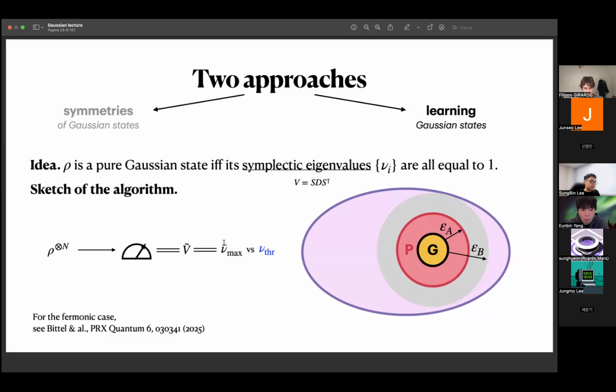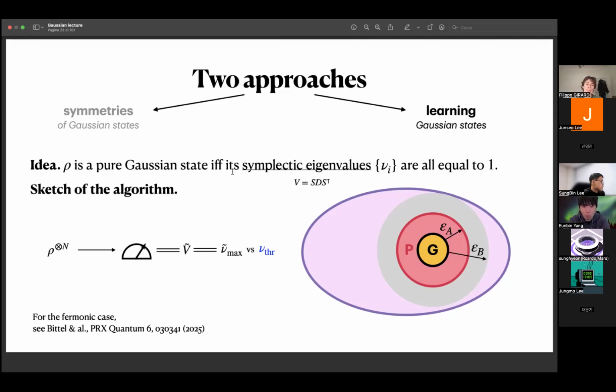And then we should perform, classically, because now you already used all the copies of the state, a symplectic decomposition of this matrix and see whether the largest symplectic eigenvalue is way far from 1, and in that case, one would expect the state not to be Gaussian, or sufficiently close to 1. So here we have an estimator, so even if we had a perfect pure Gaussian state, the estimator will have some statistical noise, so we will never get exactly one. But of course, we have some thresholds here.